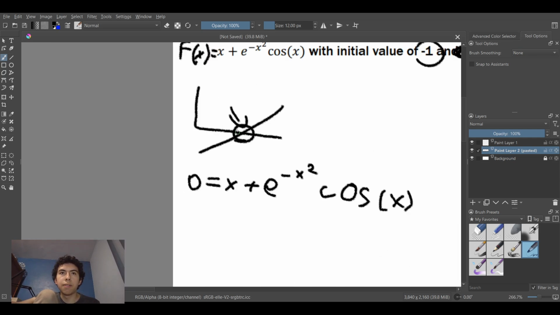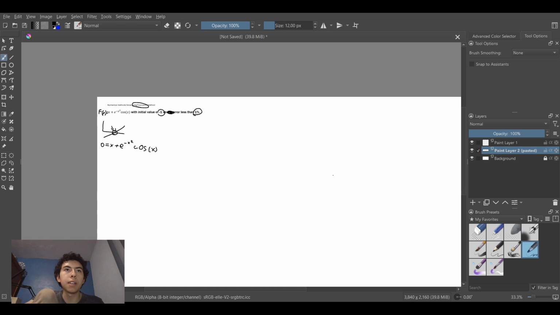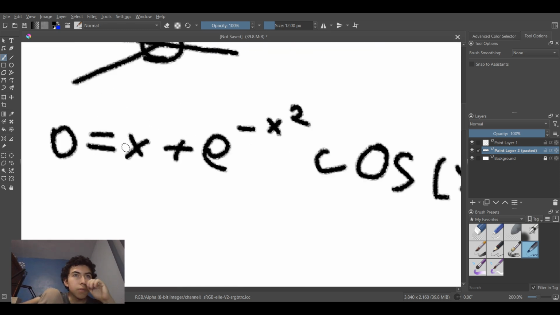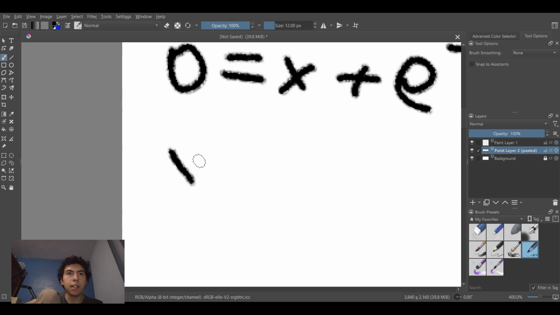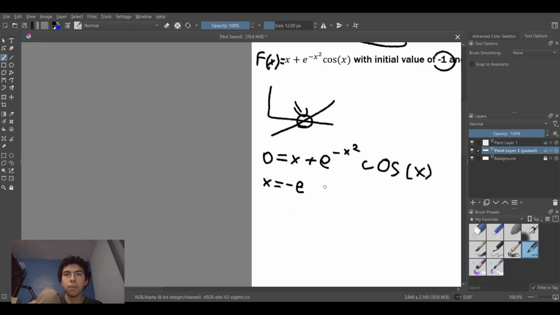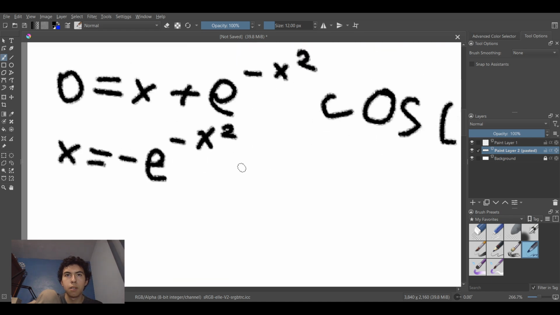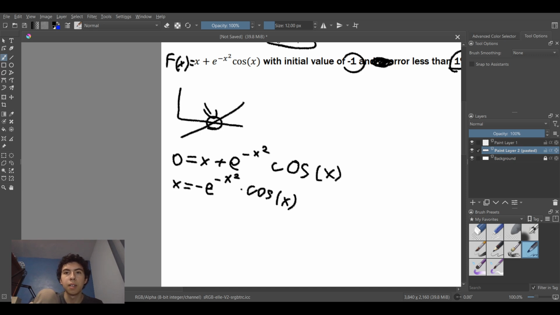To find this, we're going to have an iterative process. But first we need to make a function with which we can do the iterative process. To do this, we equal x to the rest of the function, as I already said. So we have x equals minus e to the minus x squared times cosine of x. It just comes out a bit crooked, I don't know why. Am I recording?